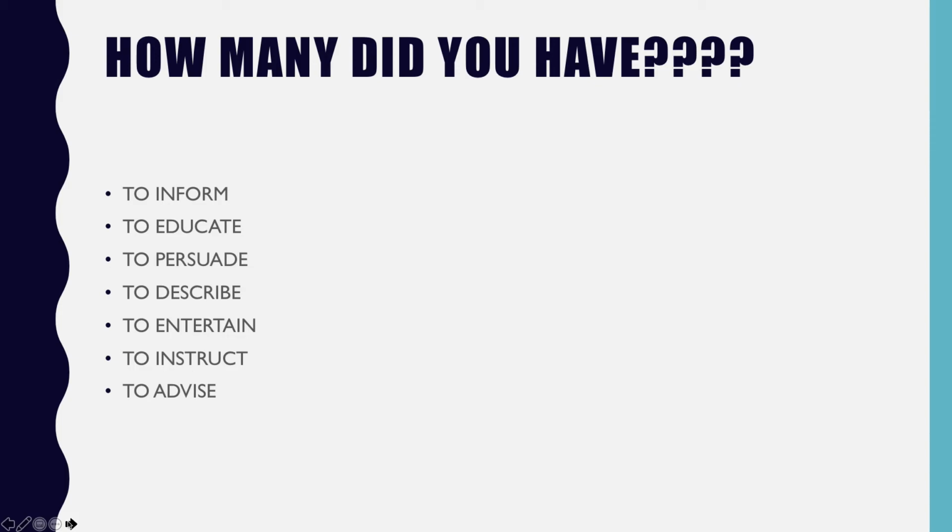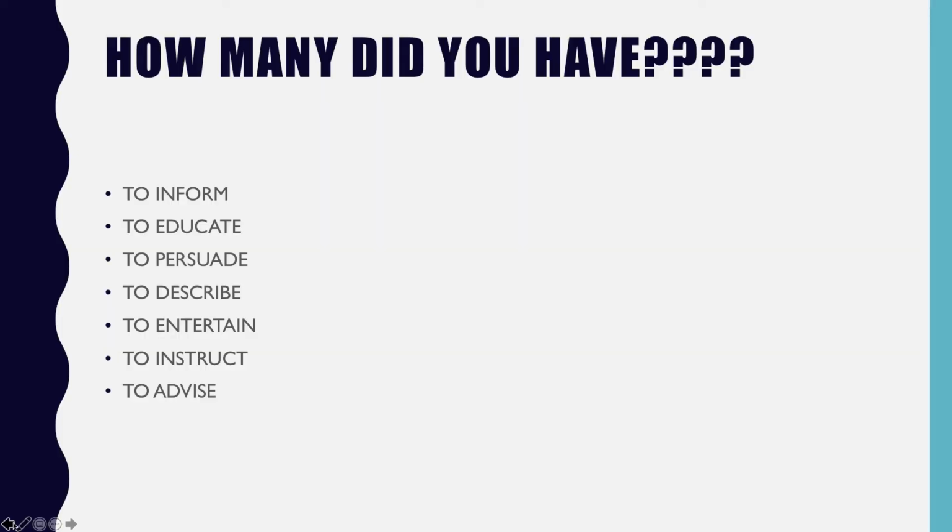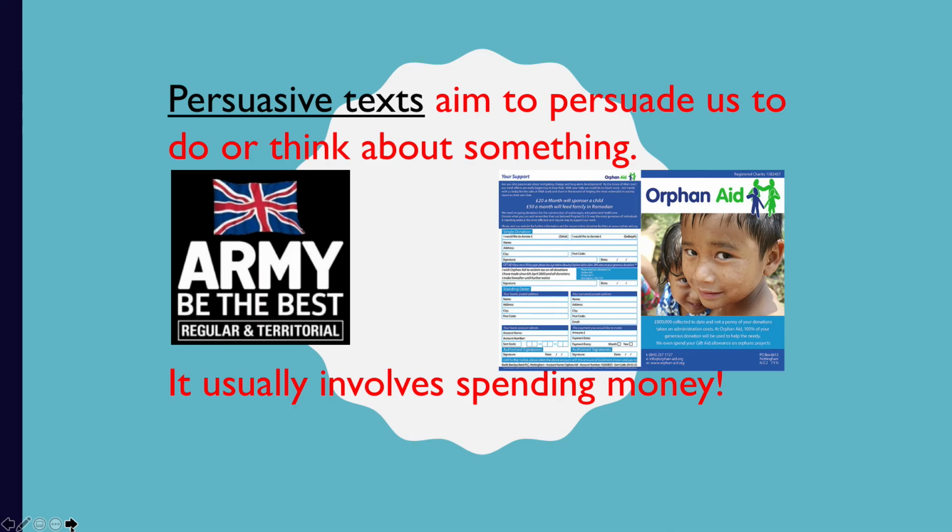Like I said, in the reading exam, one of the things you need to do is be able to identify what the purpose of the text is. And when it comes to your writing exam, it's really useful to know why you're writing, so you can adapt your writing to make sure you meet that purpose. What we're going to focus on today are persuasive texts. We're going to look at how they work and the techniques they use to persuade us to agree with them. So persuasive texts aim to persuade you to do or think about something.